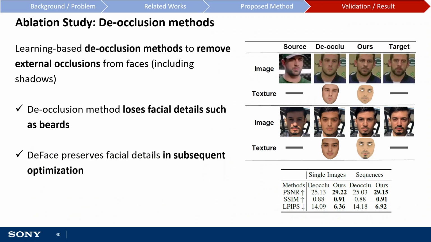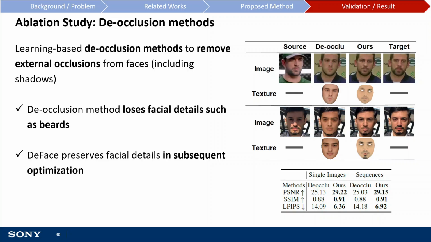Besides shadow removal, learning-based de-occlusion methods can remove external occlusions from faces by predicting these regions. Such operations also have the potential to deal with external shadows by directly treating the shadow regions as occlusions. In this section, authors conduct a brief comparison with the most recent open source de-occlusion method.